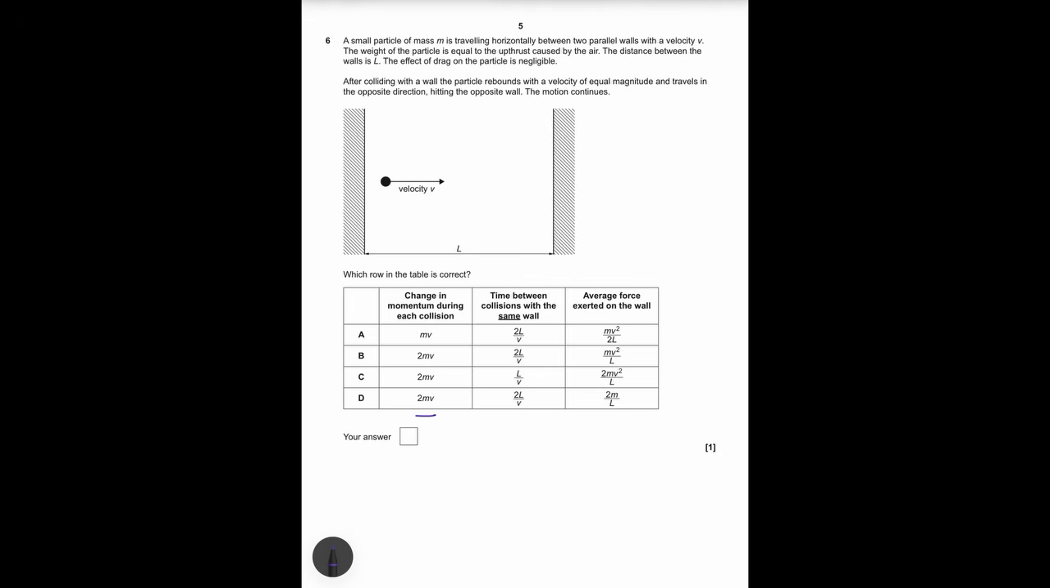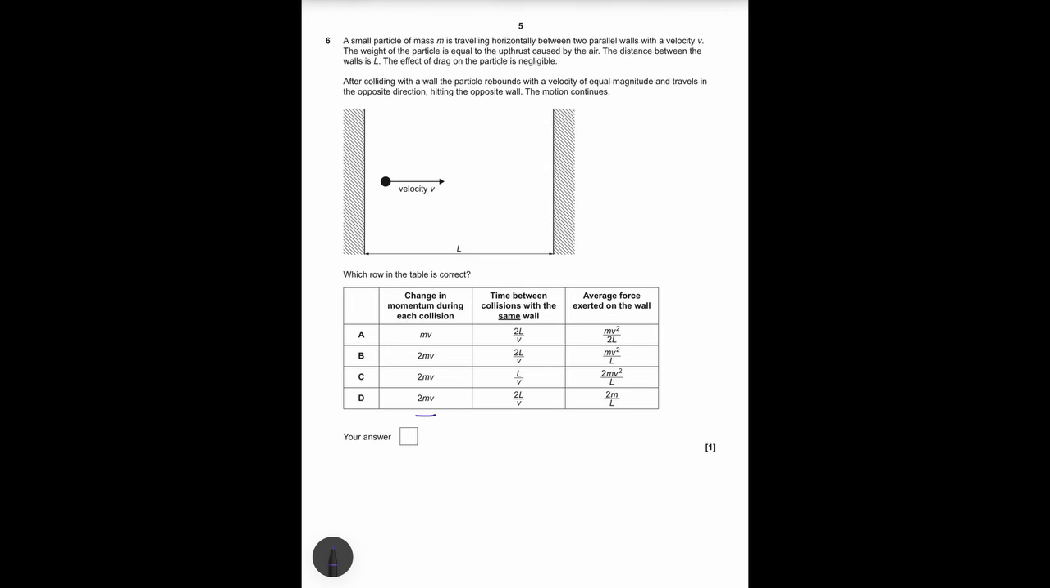This one has either got 2L over v or L over v. And then this one also, I think, only has 2 options. No, this one's got 3 options in there. So, okay, it's going to be obviously one of those. So if I'm running out of time in the exam, it's not a technique that always works, but it's something that maybe you can try as a last resort. So I'm going to do this first and then we'll do it the proper way after.